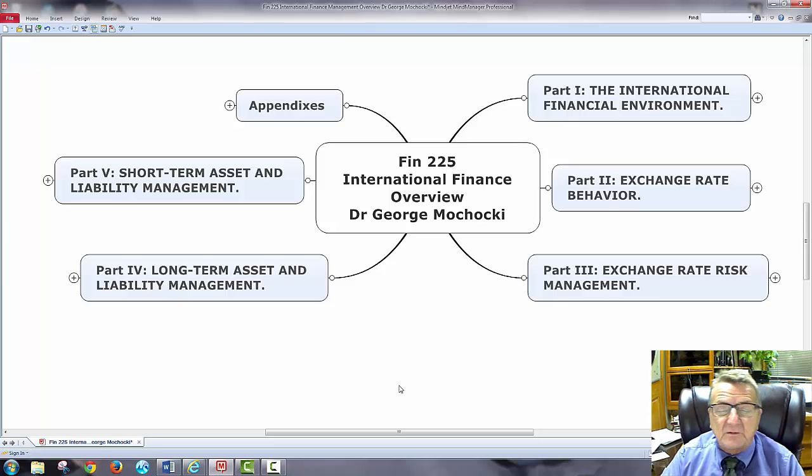All right. So my name is Dr. George Machaki. This is International Finance. This is an overview of a course you're taking with me at a community college. Get the book. Now you know what you're going to be learning. It's not going to be easy, but it'll be very manageable. I'll make sure it's manageable, and you'll be able to learn this.